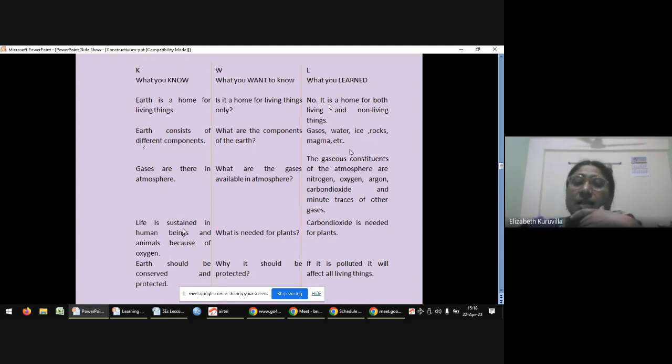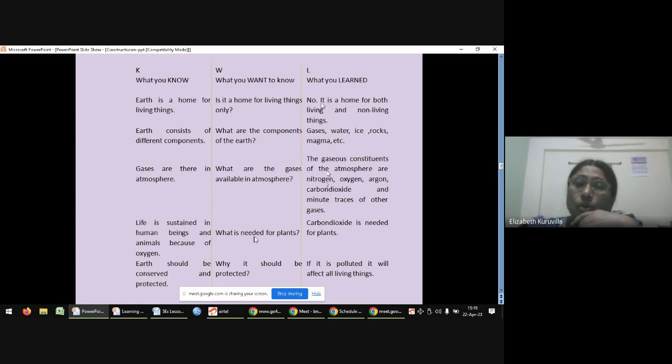Gases, water, ice, rocks, magma, etc. Gases are there in the atmosphere. What are the gases available in the atmosphere? The gaseous constituents of the atmosphere are nitrogen, oxygen, argon, carbon dioxide, and minute traces of other gases. So life is sustained in human beings and animals because of oxygen.